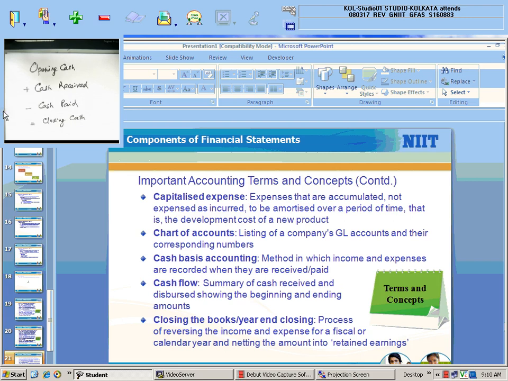Another important term. I expect all of you have an accounting background and are already familiar with most of the terms. We are just discussing these terms once more, because from now on, whenever I use these terms, you should not find it difficult to understand what we are talking about.